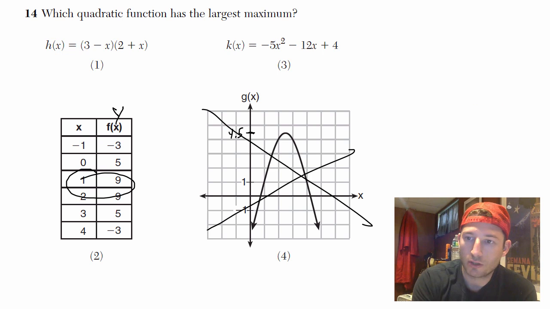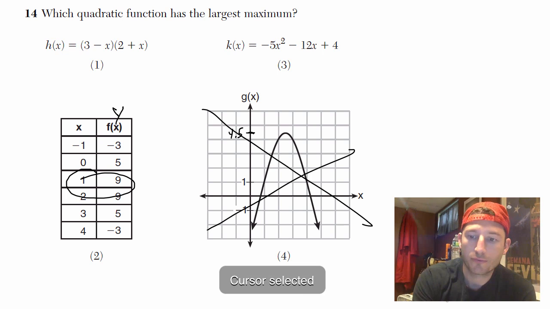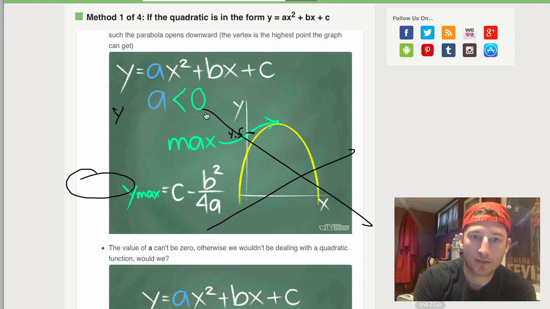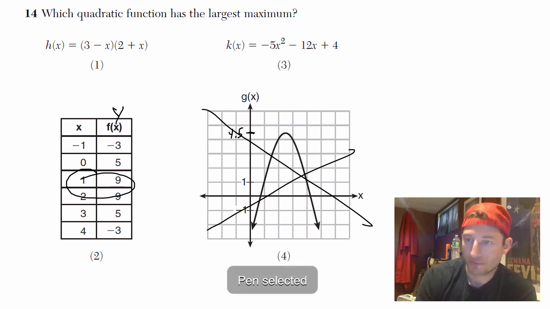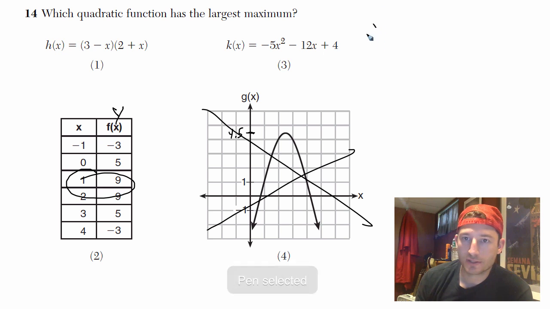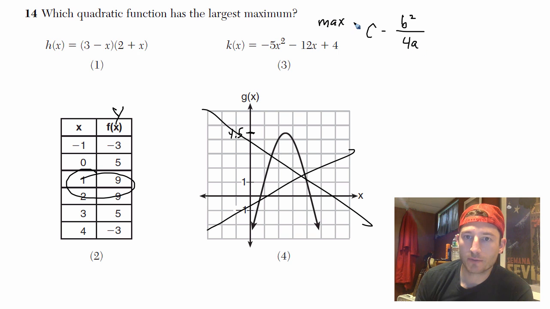So I actually had to go and look online to figure out what the formula was for finding maximums. And the equation was c minus b squared over 4a. So we've got c minus b squared all over 4a is the max. So let's do that for number 3 and figure out what it is.